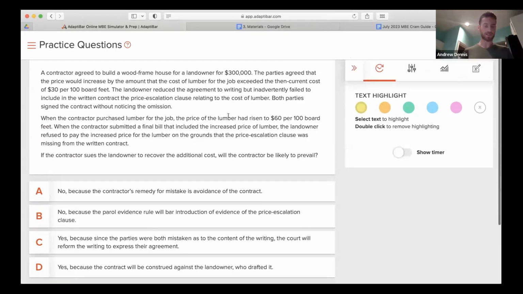All right, contracts. Speaking of contracts, a contractor agreed. Oh, my bad. I'm just so excited to do the question. I forgot that you guys will have to do this polling thing.